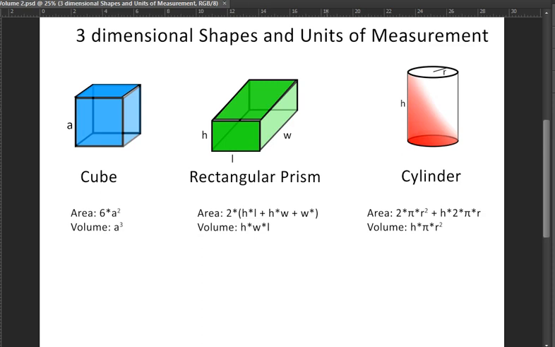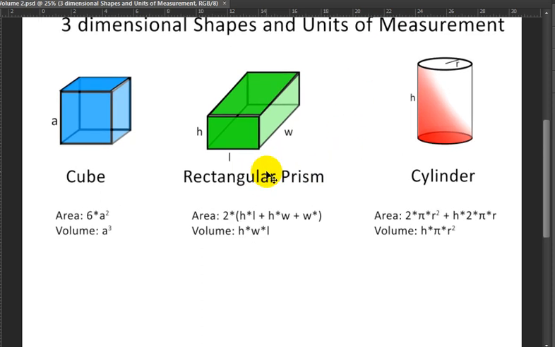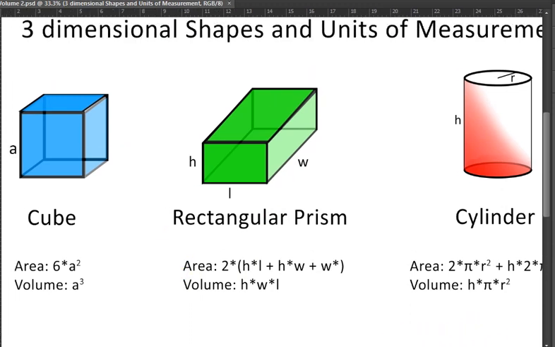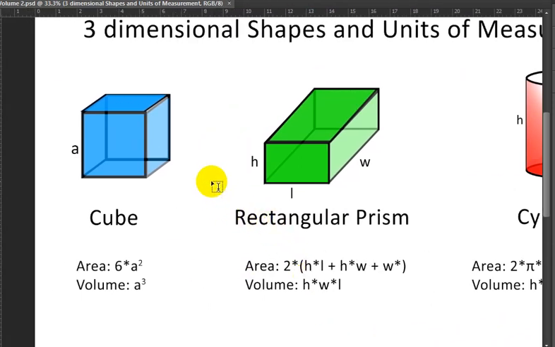Hello everyone. In this video we will be discussing three-dimensional shapes and units of measurement. So yesterday we discussed the volume of three-dimensional shapes. I explained to you how it is basically measured in cubic meters and how it works. What the concept means is to measure how much space an object takes up.